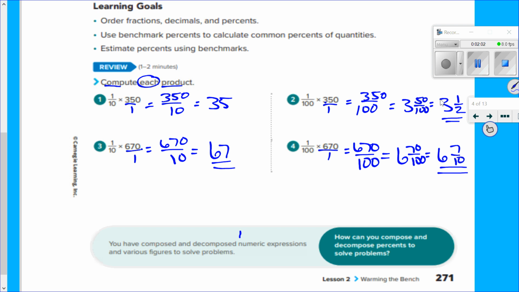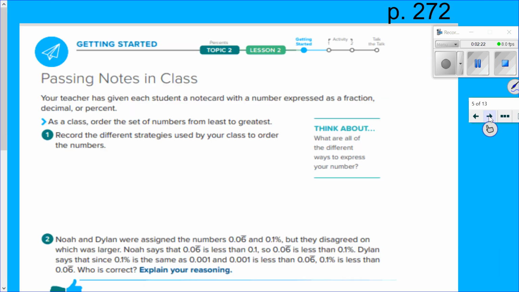Yes, sir? So when we do this kind of math, after we figure out the answer and if we get a decimal, can we put a percent instead? As long as you move your decimal twice. But I normally wouldn't put percent unless they've specifically asked for it. You gotta be careful and make sure you're answering the question the way it's been asked.